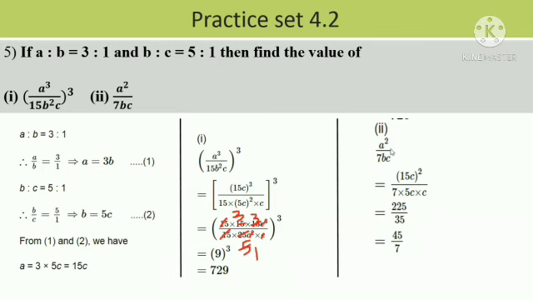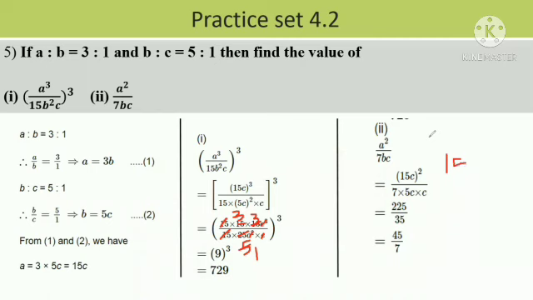Now look at the second one, a square upon 7bc. Same values we are going to use. So the value of a is 15c, so write there (15c) square upon 7 into the value of b, 5c, into c. Now 15 square is 225, or you can write 15 into 15. c square and c into c will get cancelled.